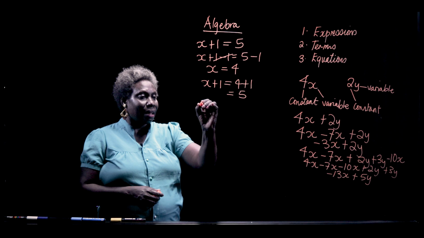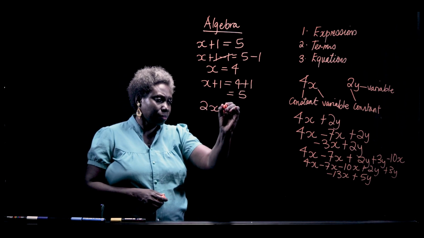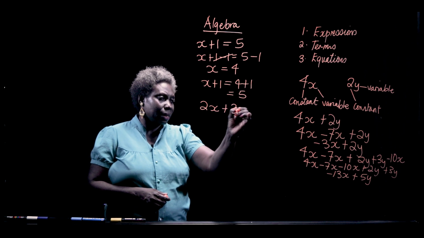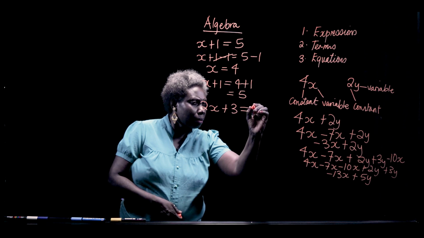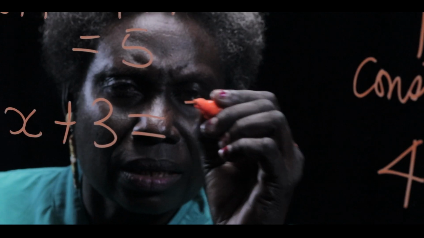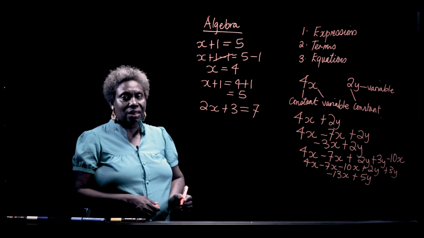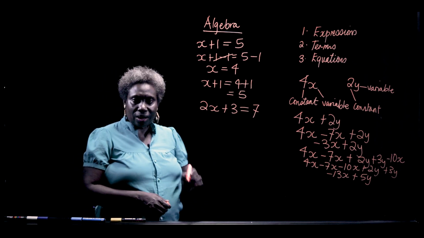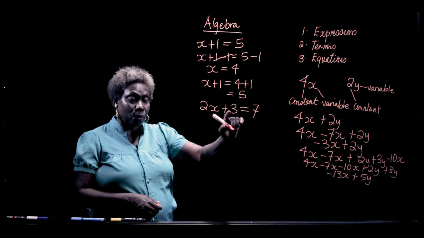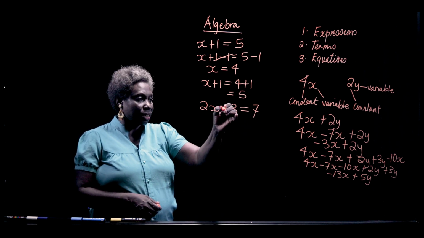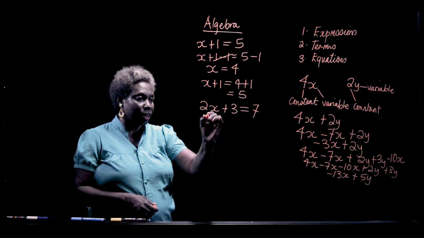This time I have 2x plus 3 is equal to 7. Okay, 2x plus 3 equals 7. What is the first thing that I am going to do? I will get rid of the constant first. Always constant first. So it's plus 3. I am going to subtract 3 on both sides of the equation.